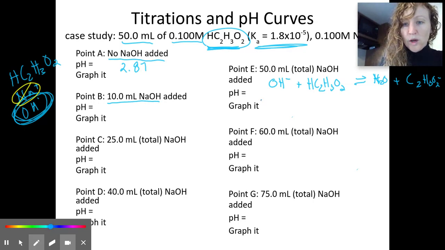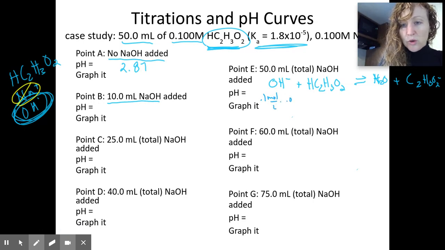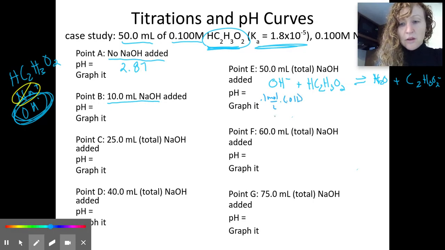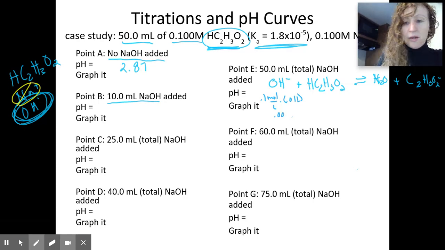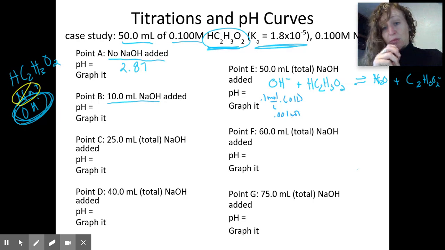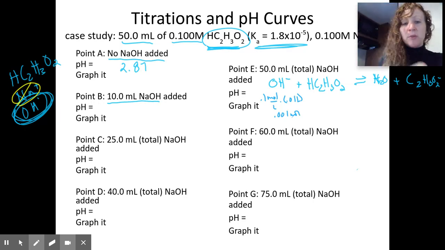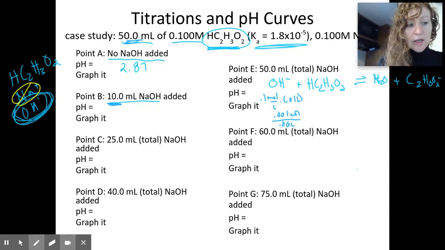I have a 0.1 molar, so that's moles per liter, times 10 milliliters, so 0.01 liters. That's going to give me 0.001 moles. I have 0.001 moles of hydroxide present. Now, what's my total volume going to be? It's 10 plus 50, so 60 milliliters, so 0.06 liters. So that is an initial molarity of 0.0167 molar for my NaOH.